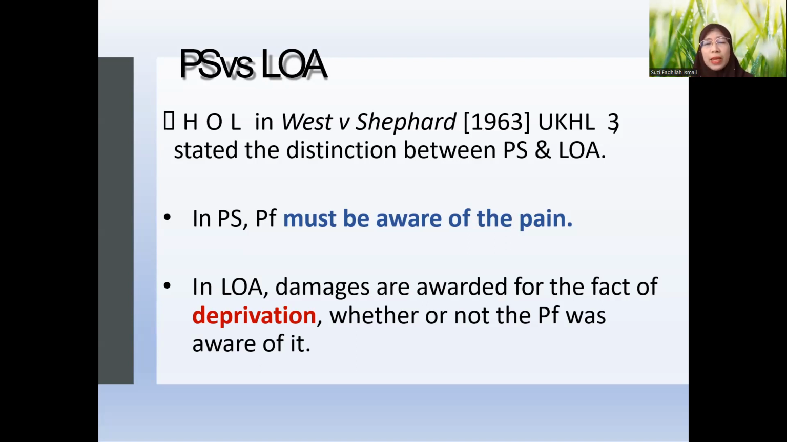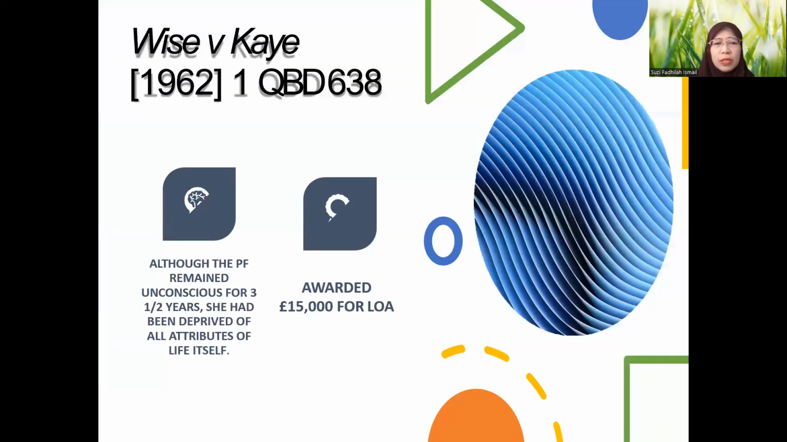But for loss of amenities, damages, compensation are awarded for the fact of deprivation. I mean, you are deprived of doing your normal activities in life. So it doesn't matter. It's not dependent on awareness. Even though you are in a coma, you can still claim for loss of amenities because you are being deprived of your normal enjoyment of life here. So that's the difference basically.